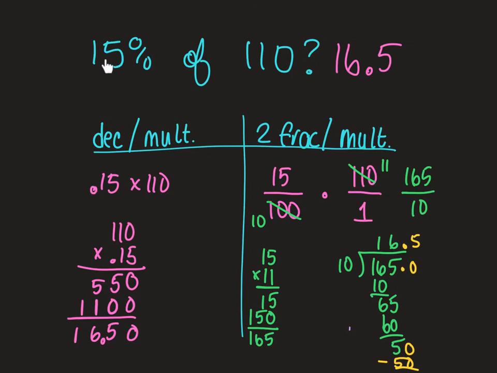I changed 15% into 0.15 because I hopped backwards twice. 1 hop, 2 hops. Multiply, because that's what of means, 110. I put 110 on top because it felt right. I got 16.50, but I wrote 16.5. Two fractions. I made 15 over 100 times 110. Cross canceled. Multiplied my numerators. That made 165. Multiply my denominators. It's improper, so I've got to divide. 16.5.